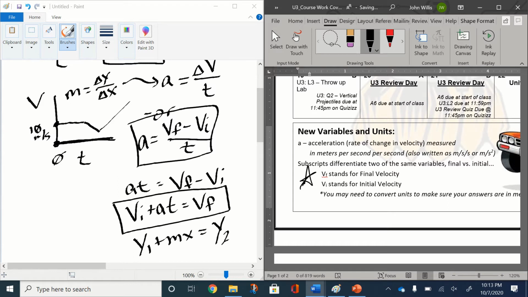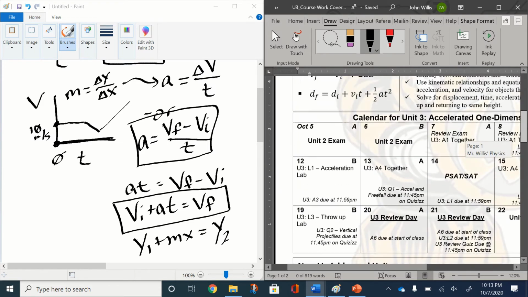So the capital V, because it's still a velocity, we just need F and I to differentiate where you end, the final velocity, from where you started, the initial velocity. Sometimes there'll be non-zero numbers, sometimes one of them will be zero, but it is important. And so that's where we got that particular equation from.